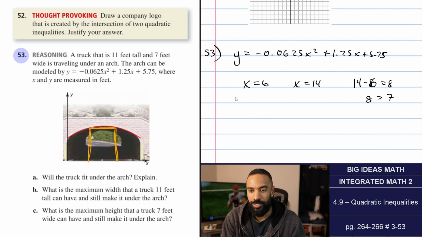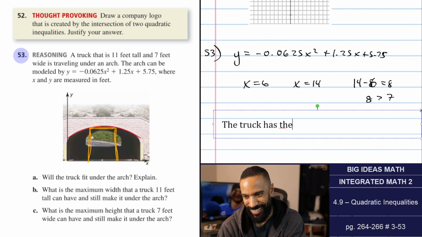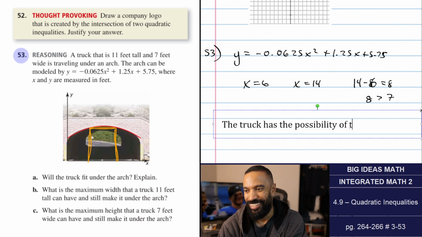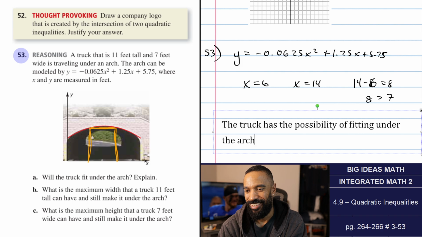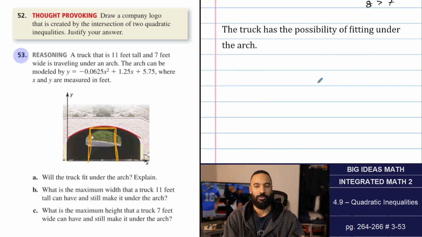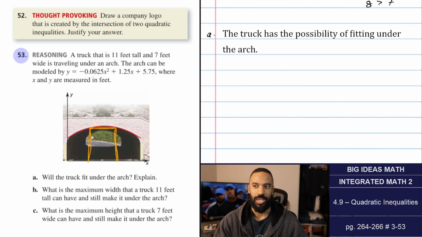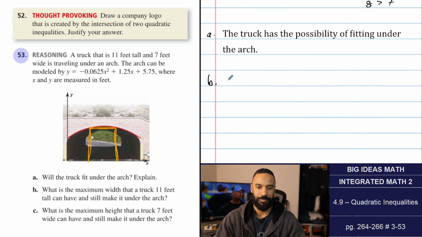The truck has the possibility of fitting. I would never test that for myself because there are so many ways it could go wrong. If I repeat it 10 times, I'm going to scrape at some point.